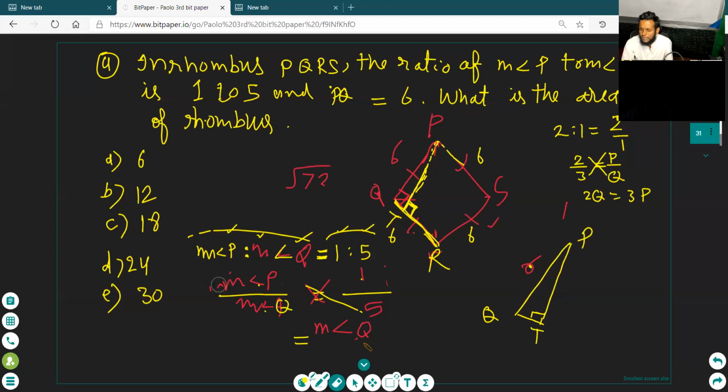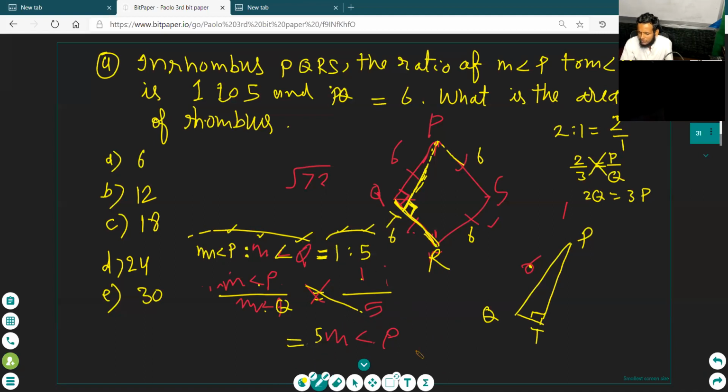Multiply 5 to the measure of angle P. On one side you multiply 1 to the measure of angle Q and write it. On the other side you write 5 into the measure of angle P. P5, 5P. Not 5. This is not a number. This is an angle. We will write the 5 here. This will become 5 times.